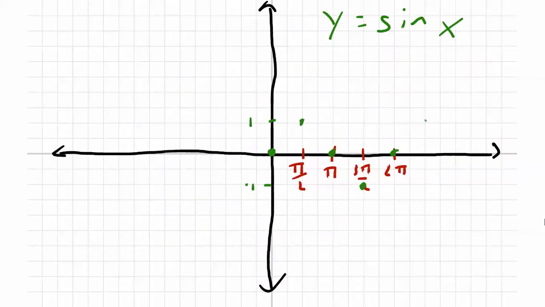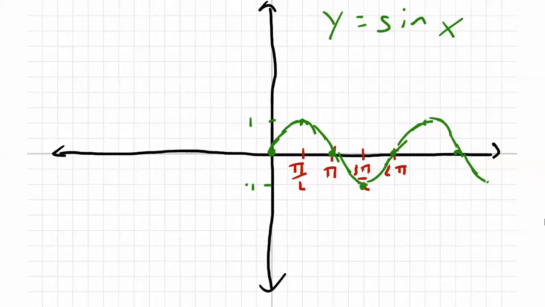At the next key spot, another pi over 2, I'd be up. And then I'd be back down. And then I'd be even lower. And what's going to happen is you're going to get this curved graph. It looks like this. And it's going to keep repeating.